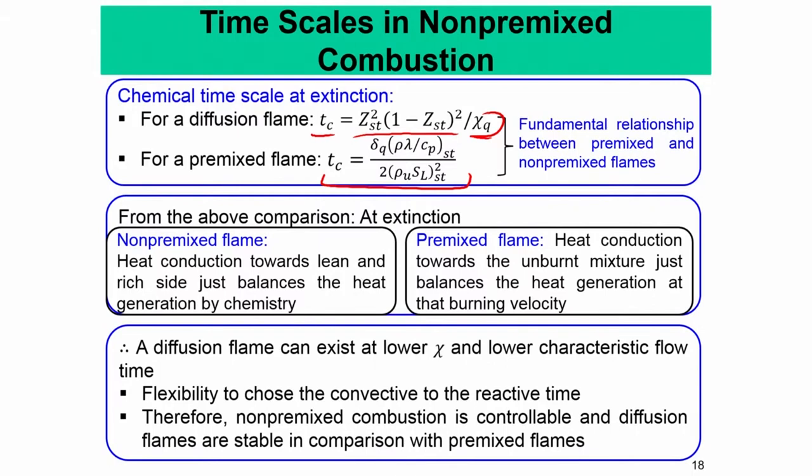Of course, it also has the flexibility to choose the convective to the reactive time, because there is no flame speed for a non-premixed flame, so there is no constraint on how it should balance with the flow. That means non-premixed combustion is essentially controllable, and diffusion flames, or non-premixed flames, are stable in comparison to the premixed flames.